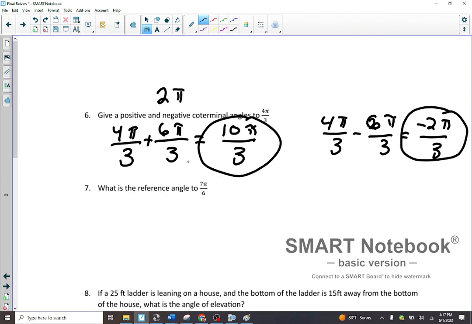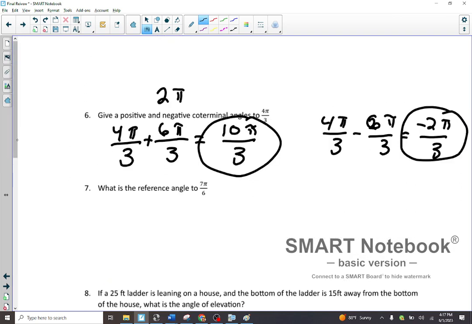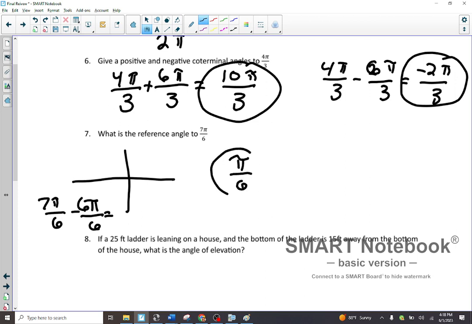Okay. So those are two coterminal angles. A reference angle is based off what quadrant it is. So in this scenario, 7 pi over 6 would be in the third quadrant. So this is going to be 7 pi over 6 minus pi. Usually we turn it into degrees, 180, but I'm just keeping it in radians on purpose. So 6 pi over 6, which means the reference angle is pi over 6.